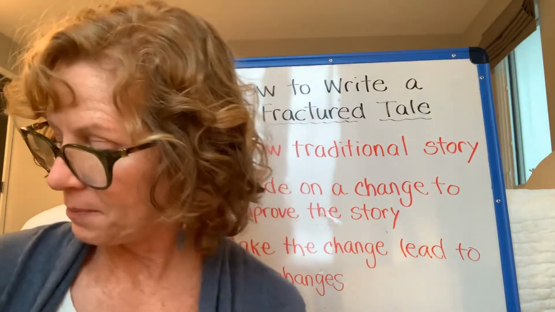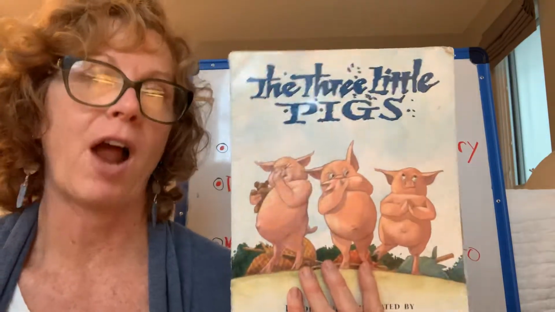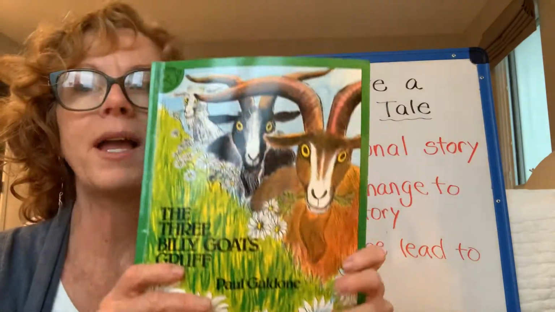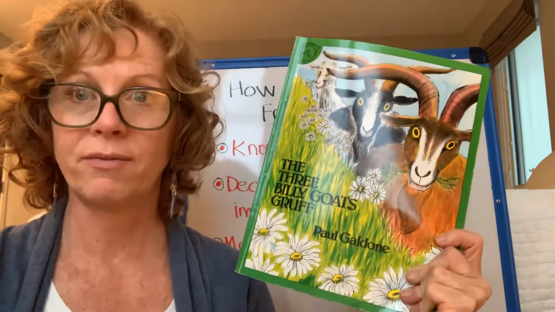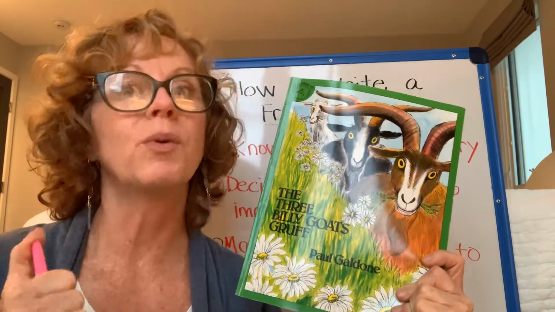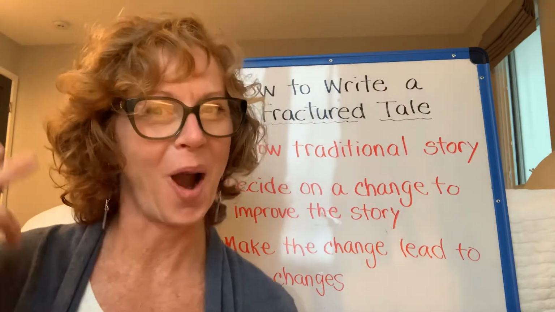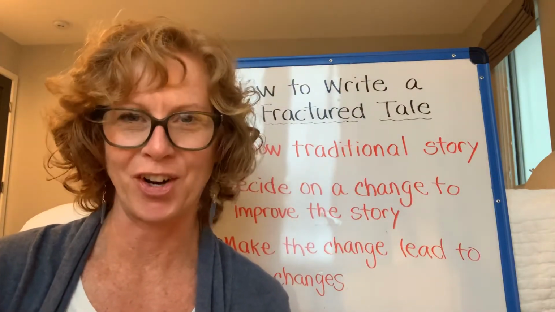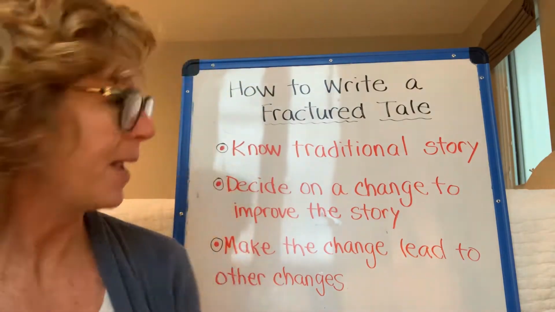So again, you're going to decide, are you going to write a fractured tale from the Three Little Pigs? Or are you going to write a fractured tale from the Three Billy Goats Gruff? Decide on which one. Maybe you choose the one that you remember the best, or that you like the best. Or maybe you are already having great ideas brewing and you know for sure which one you're going to do an adaptation to. All right?